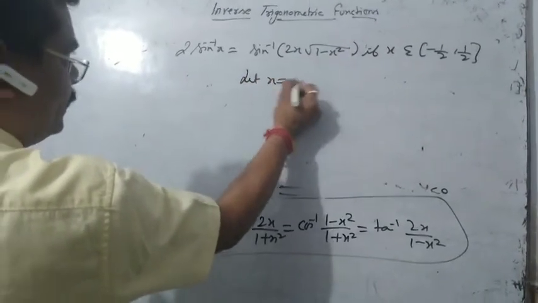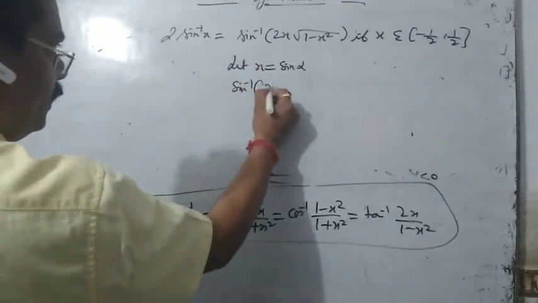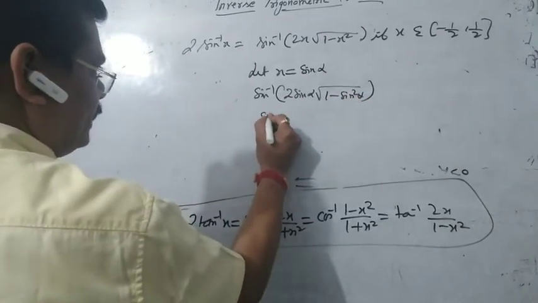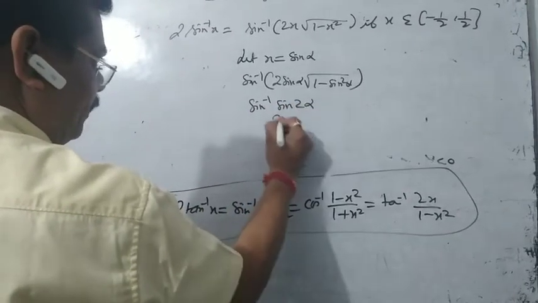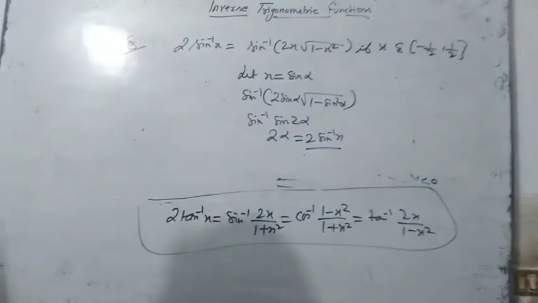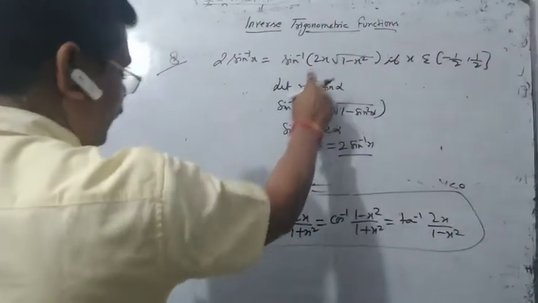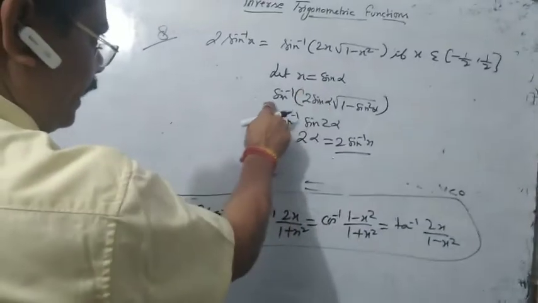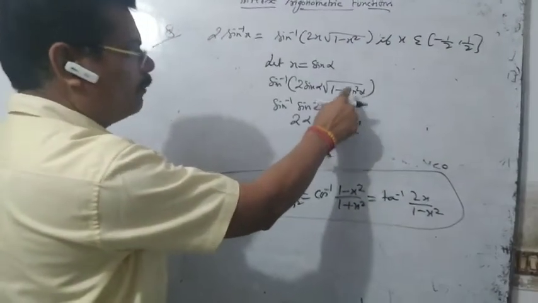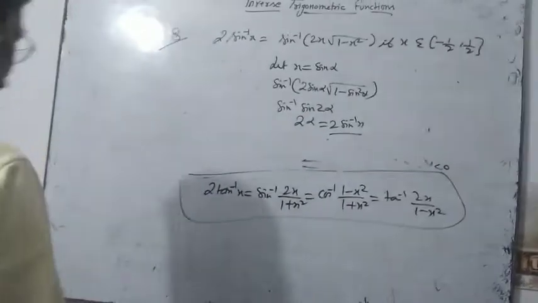Let x is equal to sine alpha. Then sine inverse of 2 sine alpha root of (1 minus sine square alpha). Then sine inverse sine 2 alpha. It means 2 alpha, means 2 sine inverse x. You can prove this by putting x equal to sine alpha in place of x. Then you can write sine inverse of 2 sine alpha root of (1 minus sine square alpha), or 1 minus sine square alpha is cos square alpha; after taking root, cos alpha. 2 sine alpha cos alpha, that is sine 2 alpha. It means 2 sine inverse x.